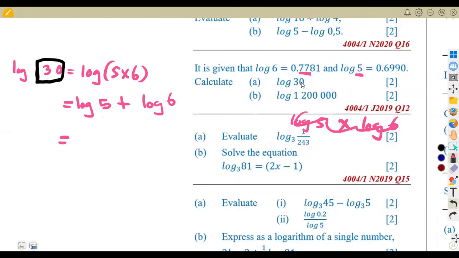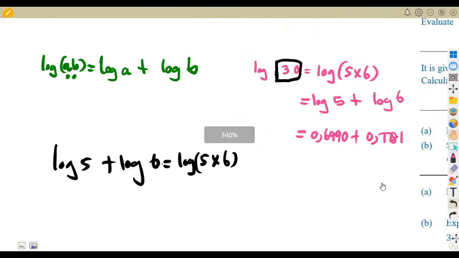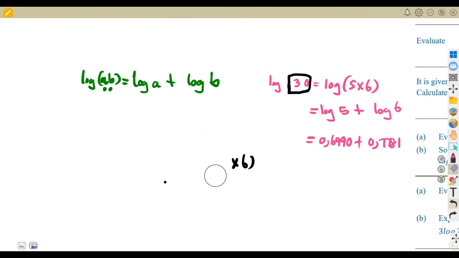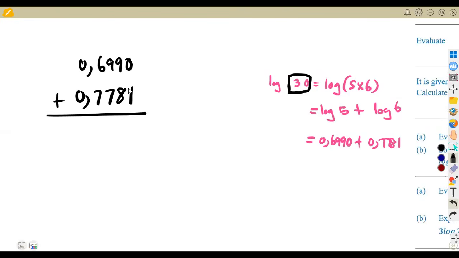To get at that correction, log 30 panapa is just log 5 plus log 6 from this one. So log 5 is 0.6990 plus log 6. What is the value of log 6? 0.7781. Okay, this is paper 1, so we have to add the numbers. No problem. Let us just try to add them here. That is 0.6990 like this plus 0.7781 like this.